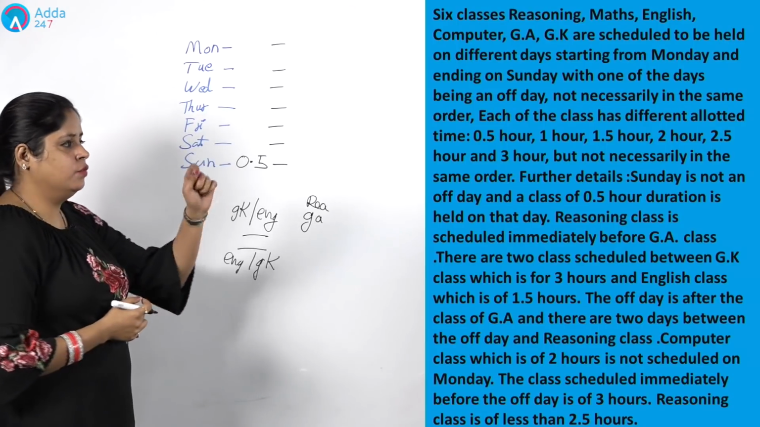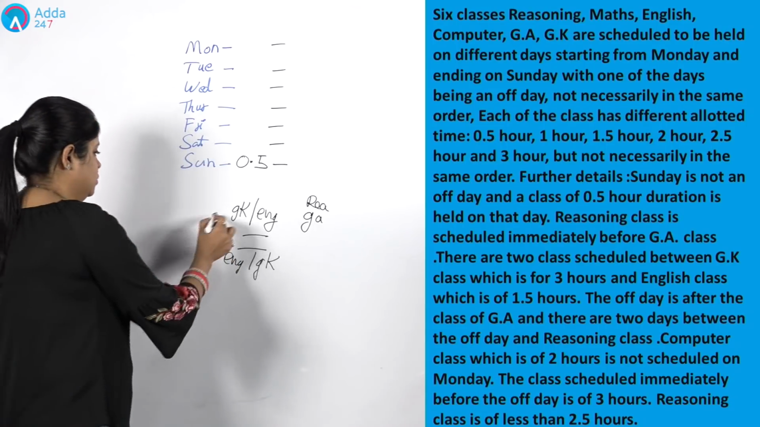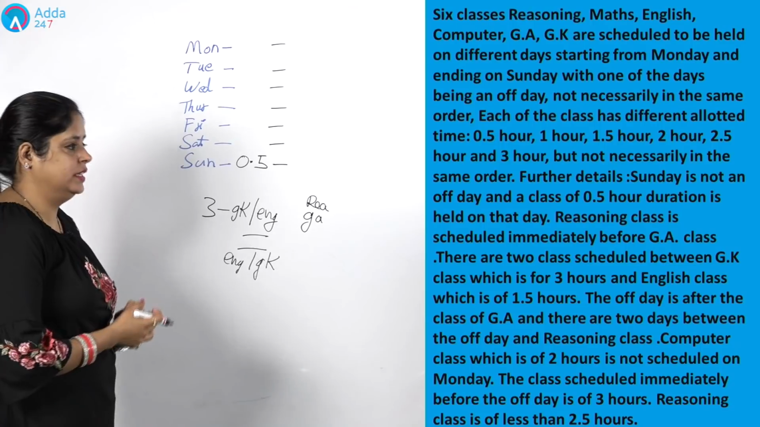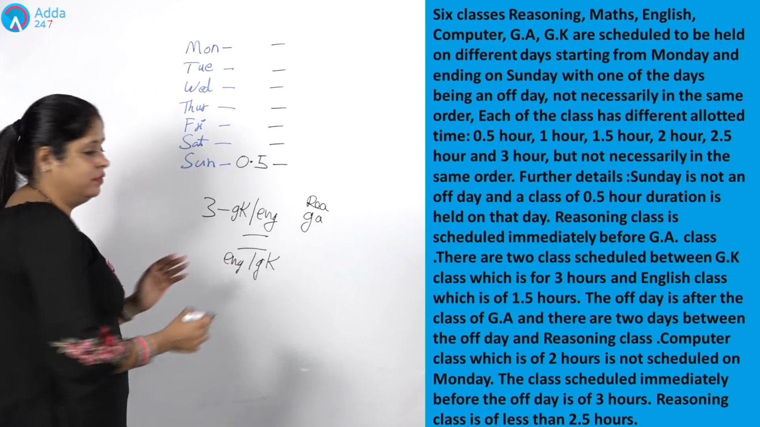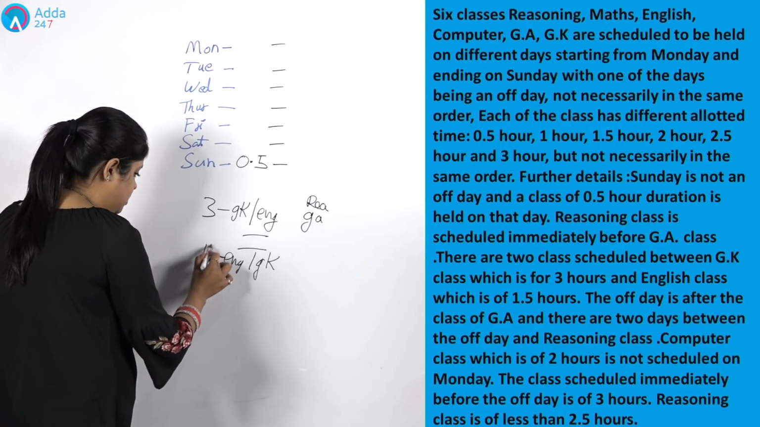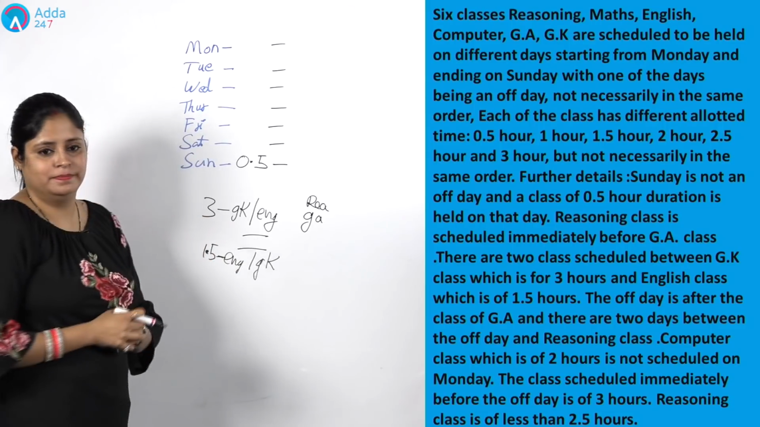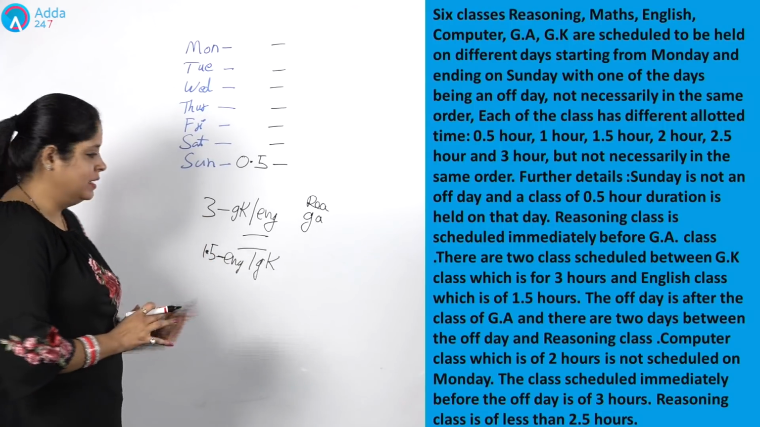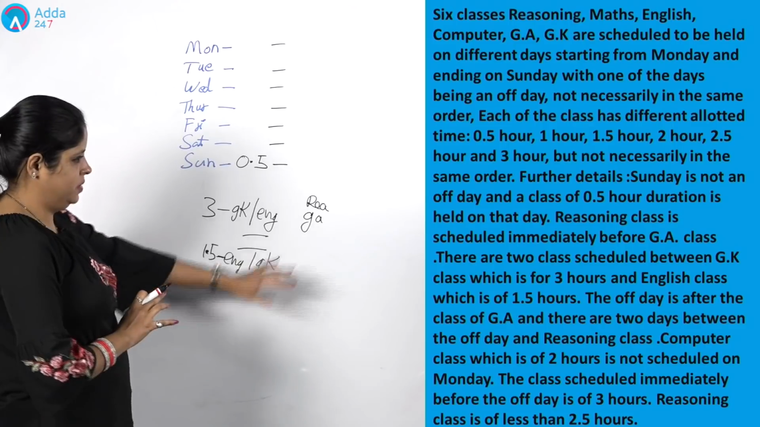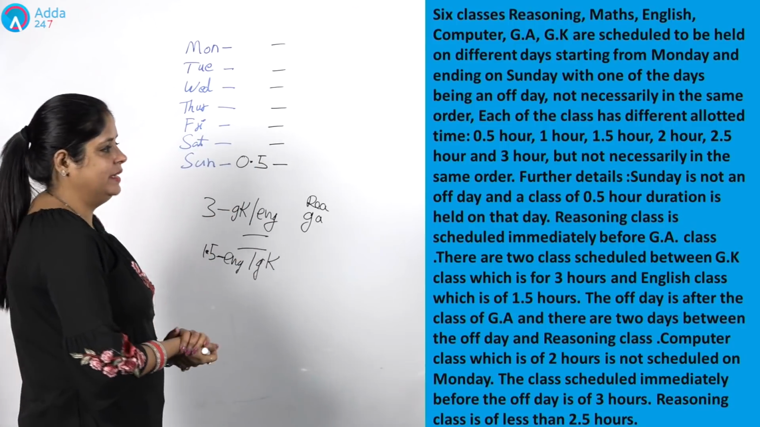Now, they gave you one more piece of information: the GK class is of 3 hours, and the English class is of 1.5 hours. Sorted? Simplified? So we are getting this structure based on that hint. Now, let's grab the next hint.